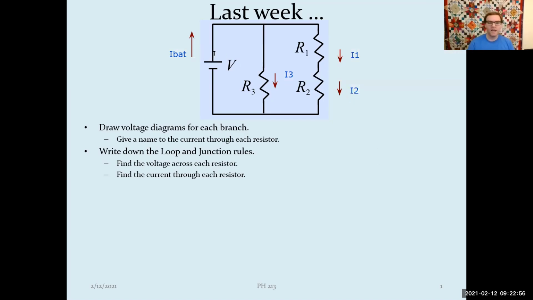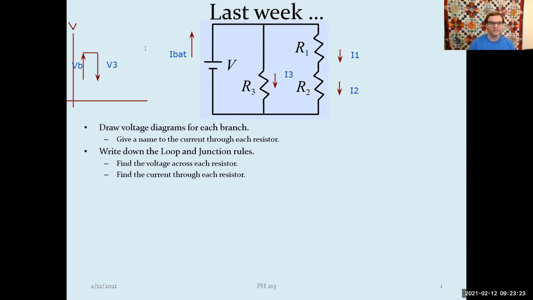I'm going to draw a quick voltage diagram here. It's very similar to the ones we've seen before. I'll go ahead and throw it up here. So we're going to have voltage gain across the battery, so I'll draw that as an upward arrow. And then I'm going to drop a bunch of voltage over R3, like so. So I could write this as V3 and this one here as V battery.